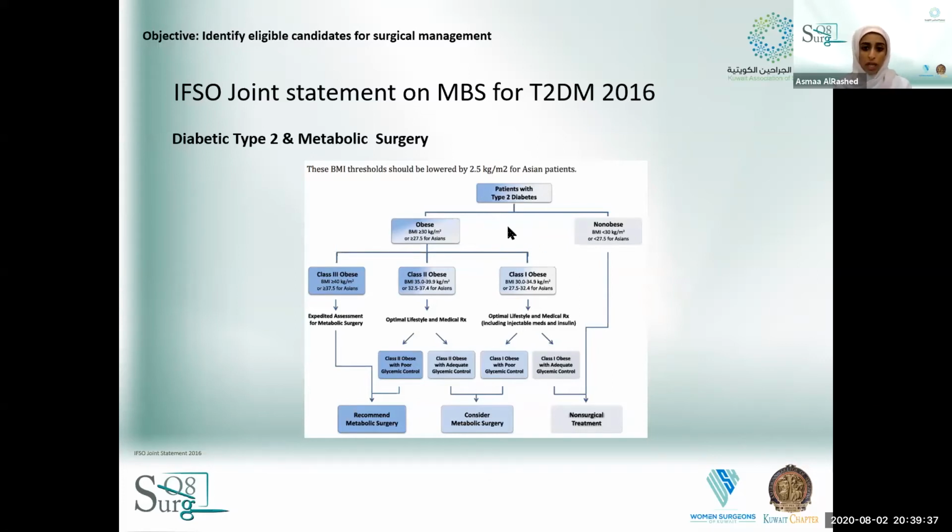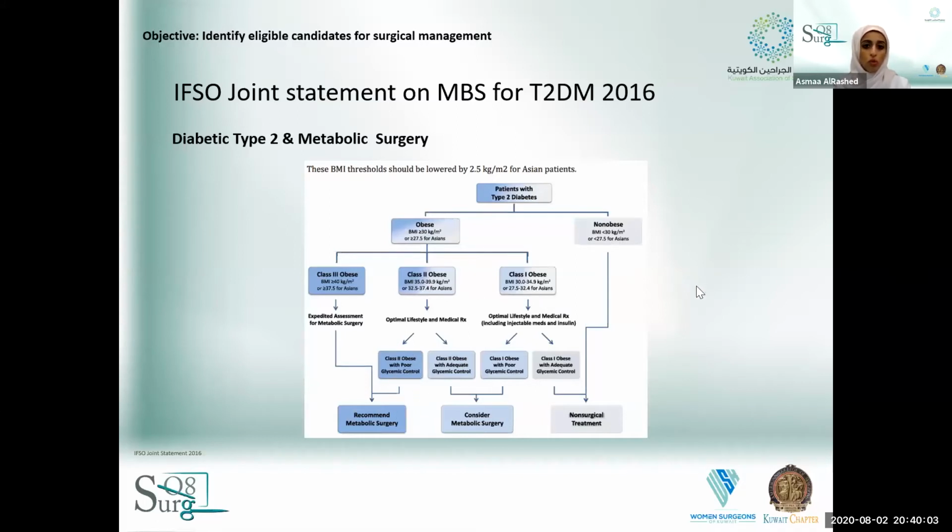So if you have diabetes and you are obese with class 3, you get expedited. So it's not only recommended, but you should get expedited. Expedited as well varies, right? In some countries, access to bariatric surgery is not very easy, and therefore the patient takes a longer time to go. And if you have class 2, so we're talking about 35 to 35.9, then you can actually go for surgery as well, and so forth.